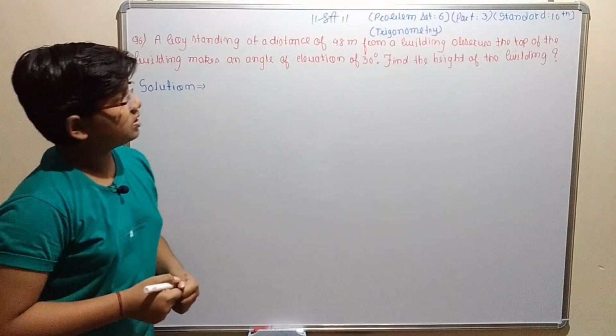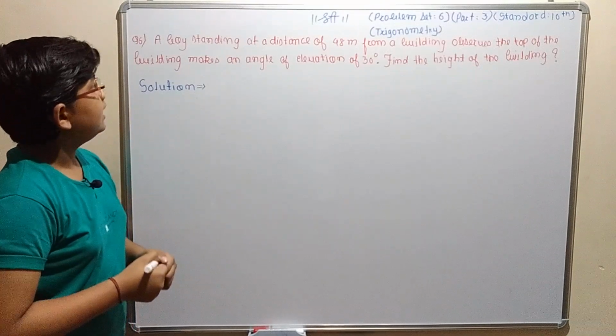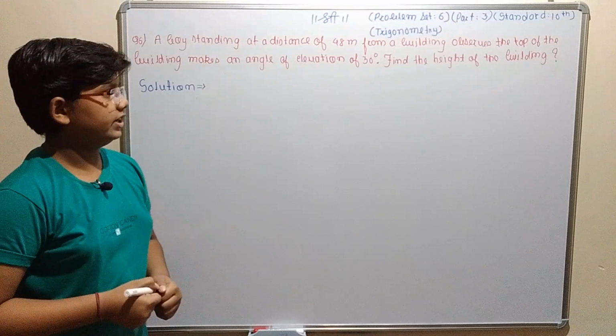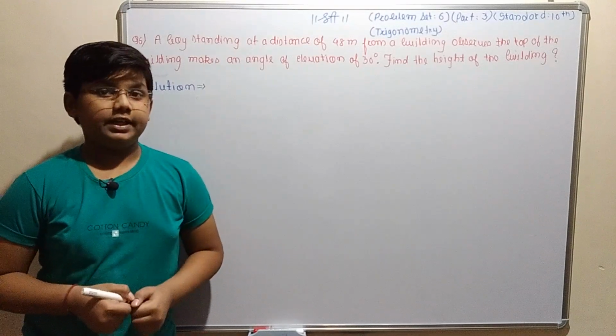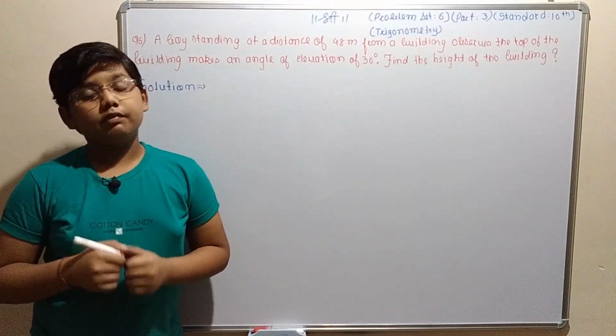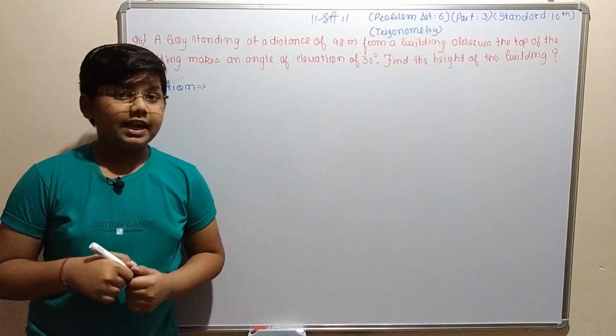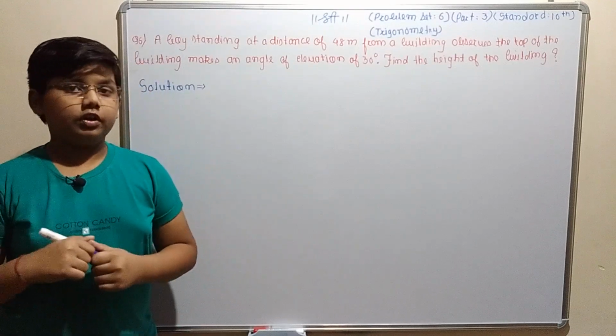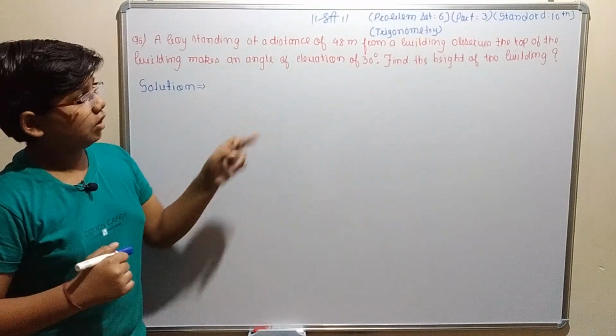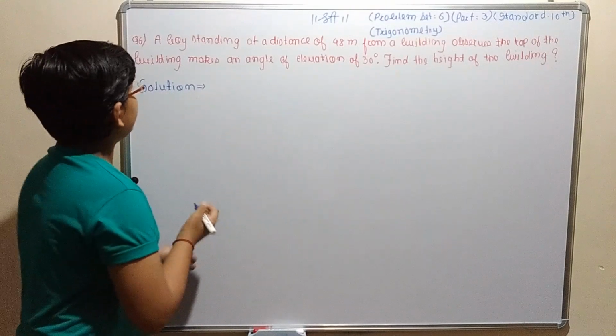Now this is question number 6: a boy standing at a distance of 48 meter from a building observes the top of the building, makes an angle of elevation of 30 degrees. Then find the height of the building. This is what the question is. First we will draw as much information as they have given, and then we will solve for the height of the building.